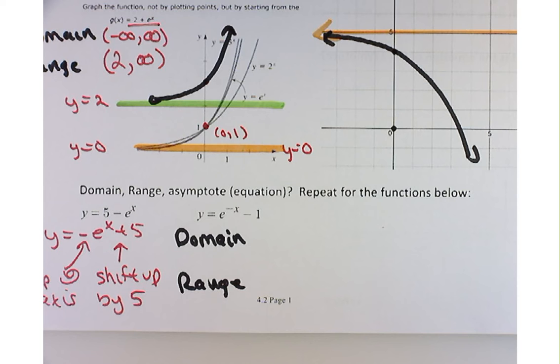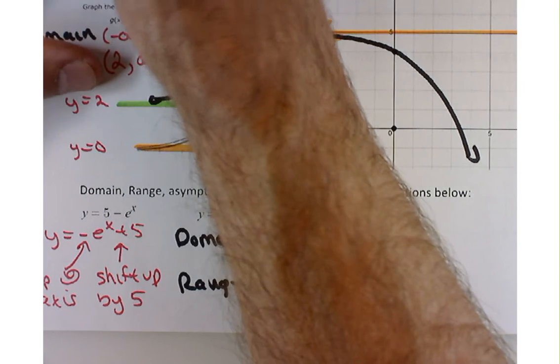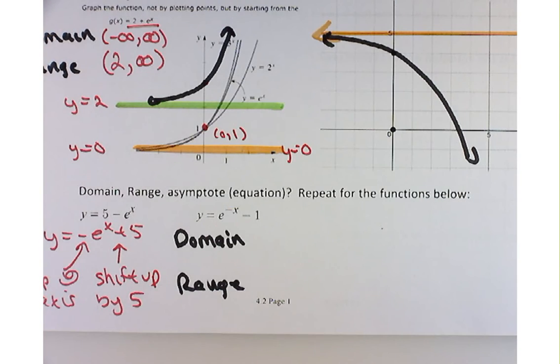Negative infinity to infinity, both parentheses, and then range, negative infinity to infinity, both parentheses. Alright, so. Okay, thanks Reagan.